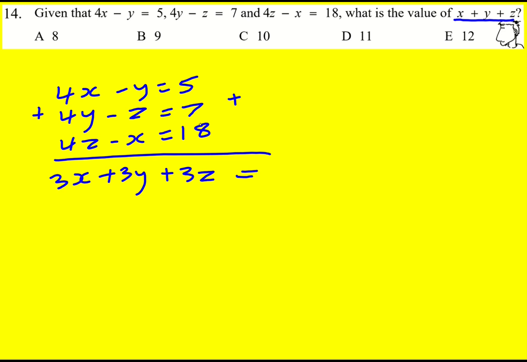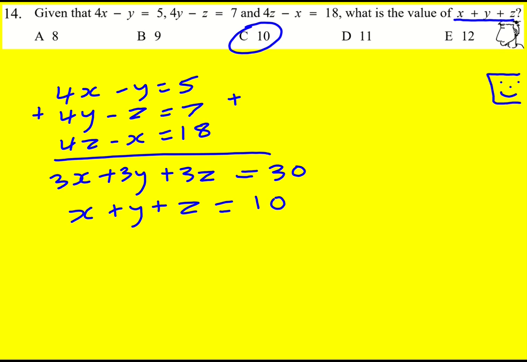And then that is going to be 12 plus 18, so 30. I can factorize out the 3 and divide by 3, or just divide each term by 3, which is absolutely fine to do as well. So x plus y plus z must equal 10. Well done.